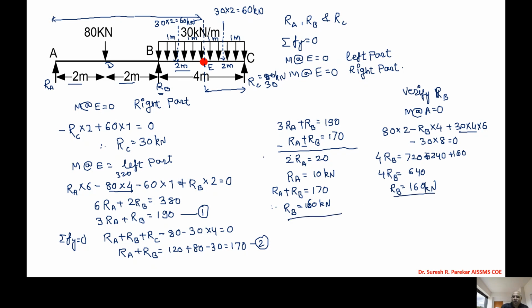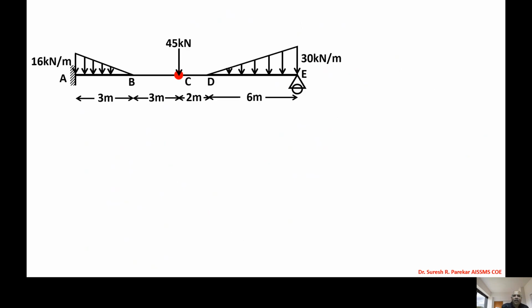So likewise you have to solve the problem. Then we will have this problem. Now whatever complications you thought were there are not there, now you can solve this problem also very easily.